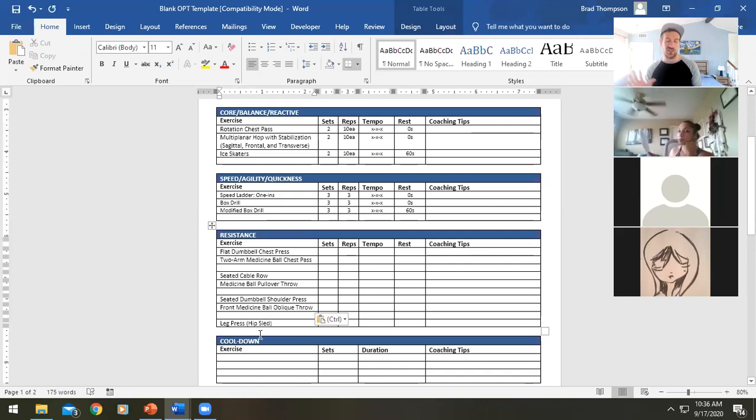Here's one that's totally off. So we went with a seated dumbbell shoulder press to a front medicine ball oblique throw. Not super similar in terms of movements, right? One is literally this, and the other one is this. So one's more like a shoulder raise. If I were doing a heavy shoulder raise, like a front raise, I would totally pair that with a medicine ball oblique throw.